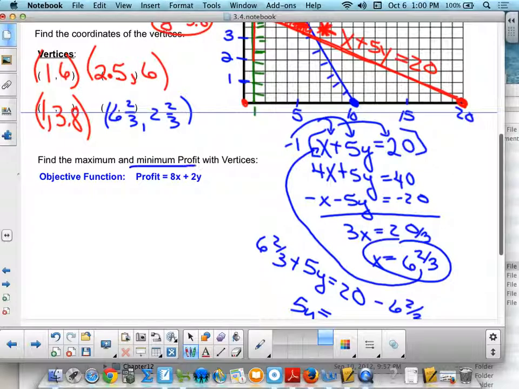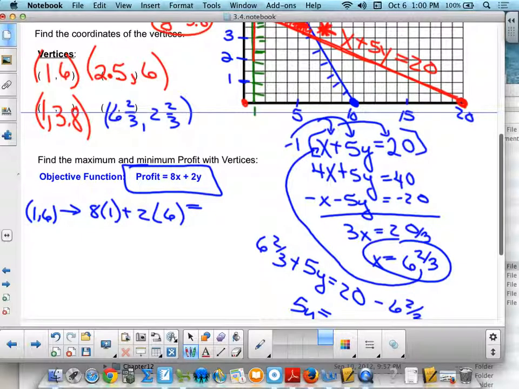Here's your profit function right here. First profit, here we go. At 1, 6: 8 times 1 plus 2 times 6 equals what? 8 plus 12 makes 20. I don't think that's your max.